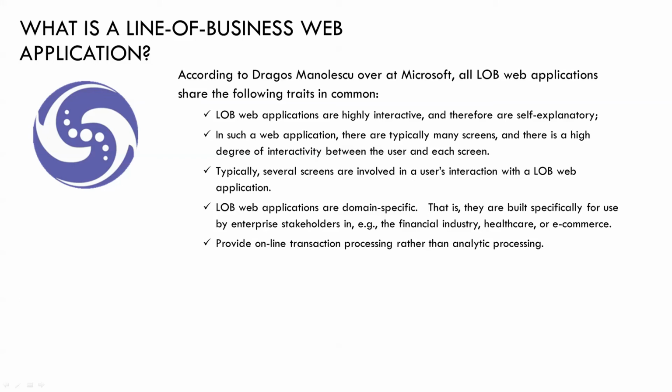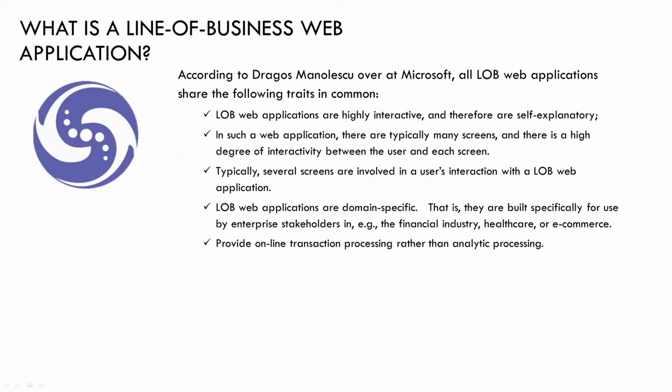LOB web applications provide online transaction processing rather than analytic processing. What do I mean by analytic processing as opposed to online transaction processing? An LOB web application is more consumer facing, like those online banking websites, wellsfargo.com or bankofamerica.com, where you put in your information and it gives you access to your checking and savings accounts online. Those are online transaction processing websites.